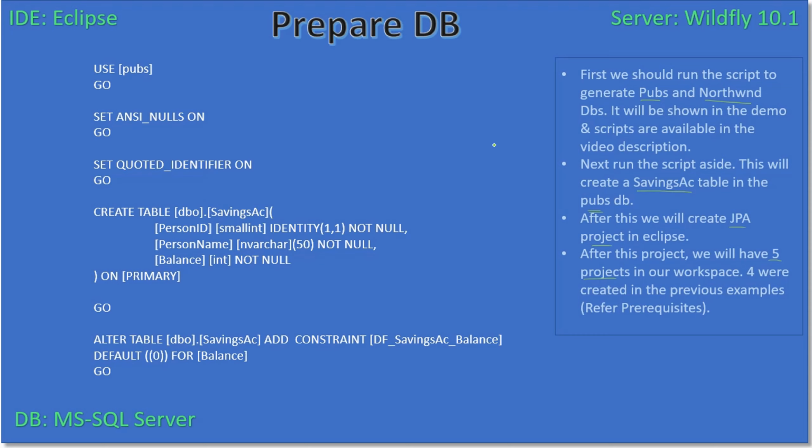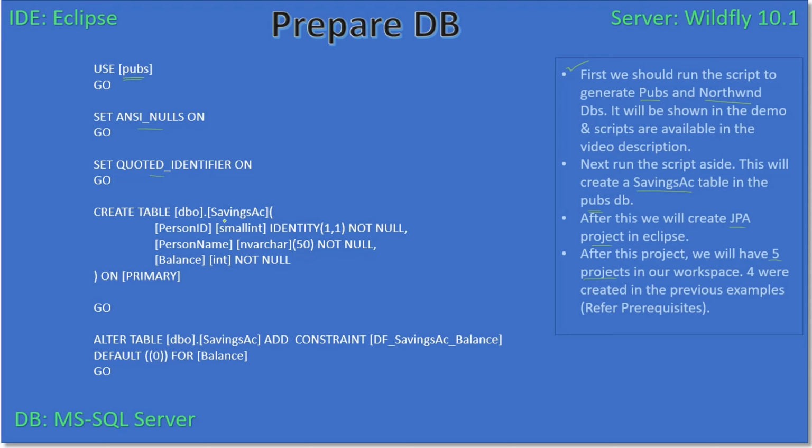Now let's quickly look at this SQL script. Since pubs and NorthWnd databases are set up here, our script uses the pubs database. That means whatever database object we create goes and sits inside the pubs database. Next, here we are turning on some SQL Server related environment settings, ANSI_NULLS on and QUOTED_IDENTIFIER on.